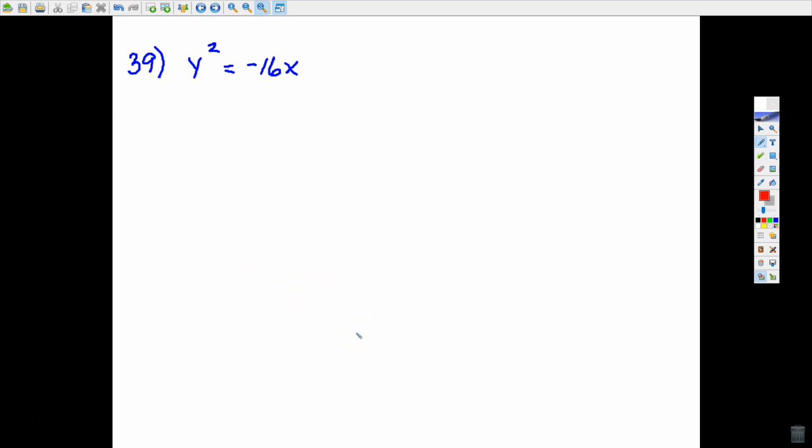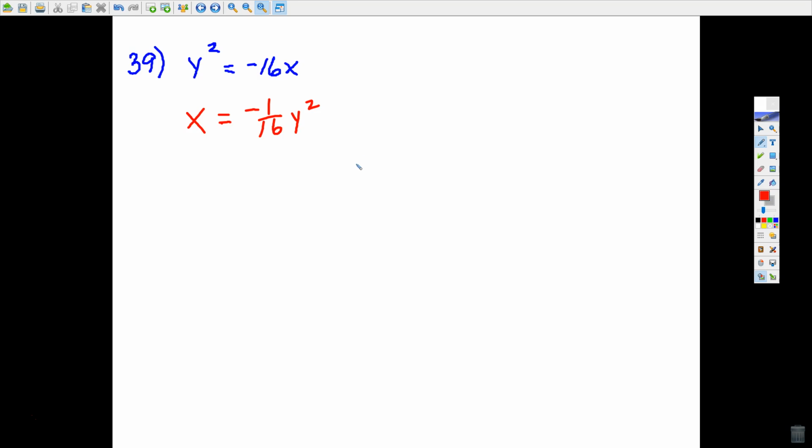Currently, it's not solved for anything. So the way I do this is I go ahead and solve it for the lower degree variable, which in this case is x. X has an exponent of 1. And to solve for x, I'm going to have to multiply by -1/16 on both sides. So I'm just going to turn it around. And the solve for x form looks like this.